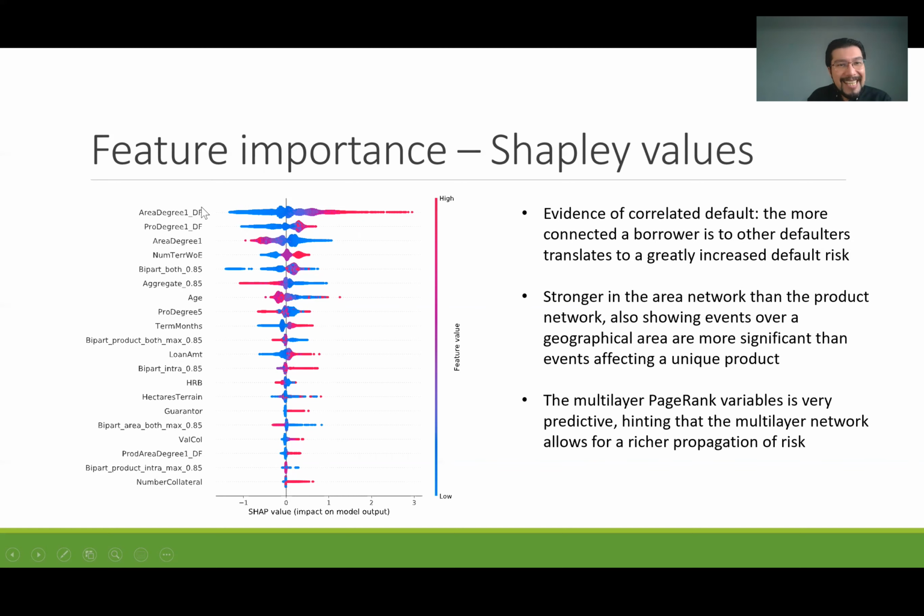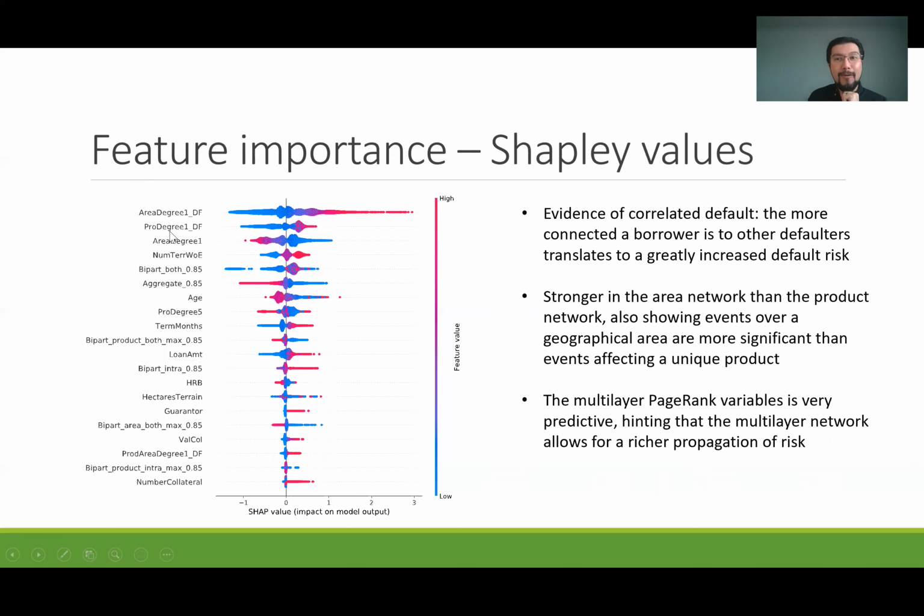And what you can see is that the first two most important variables are how connected you are to defaulters. That is the evidence of correlated defaults. The networks are created with past data, and they are used to predict future data, and past defaults within your network are the strongest signals. And this was a very surprising and very interesting result.